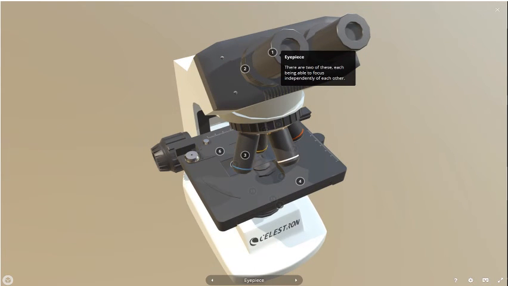And then we're back to the eyepiece. So those are the major parts of the microscope which you will be using today, and which you have to become familiar with and learn how to use and manipulate your specimen underneath the microscope.